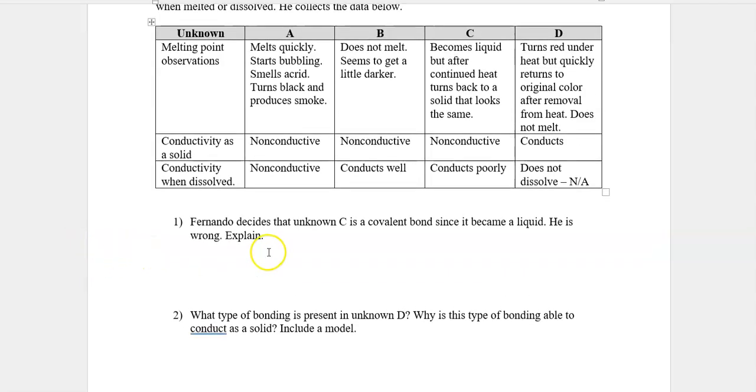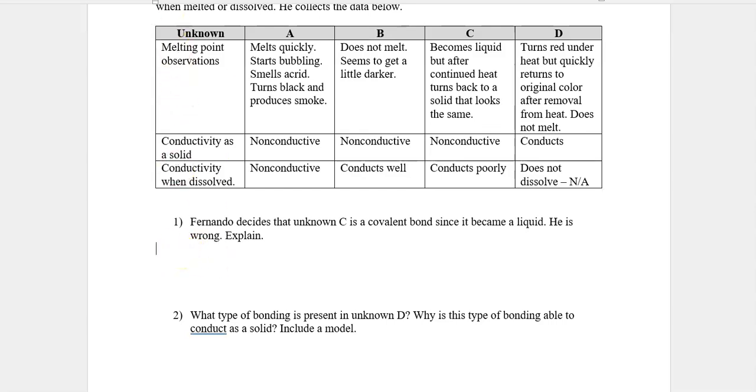Fernando decides that unknown C is a covalent bond. Since it became a liquid, he is wrong. Explain. Well, covalent bonds don't conduct. So why did it become a liquid and then go back to a solid? It might have had water inside of it.